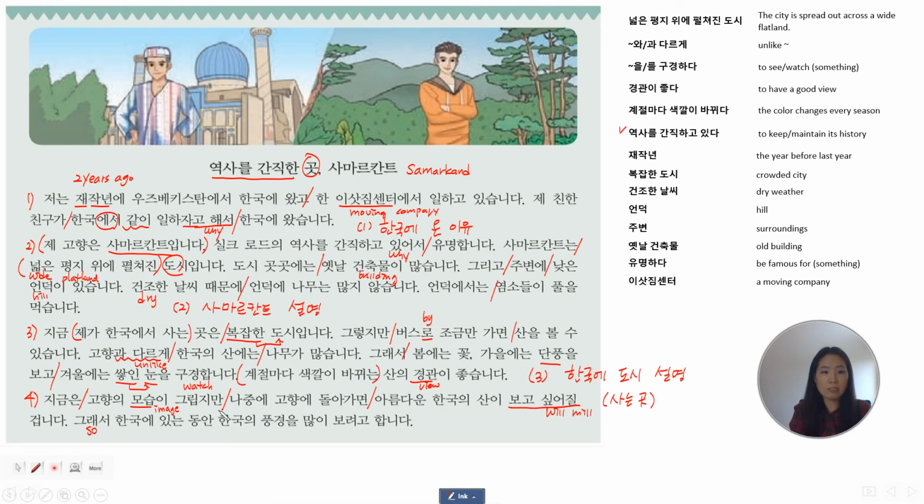그래서, so, 한국에 있는 동안, while I'm in Korea, 한국의 풍경을 많이 보려고 합니다. I'm trying to see the view of Korea as much as I can. 많이 보려고 합니다. So fourth paragraph. The fourth paragraph, what's the main idea? So 한국의 삶 or 생활 즐기는 이유. So I would say the fourth paragraph is about the reason why I'm trying to enjoy the life in Korea. Okay?